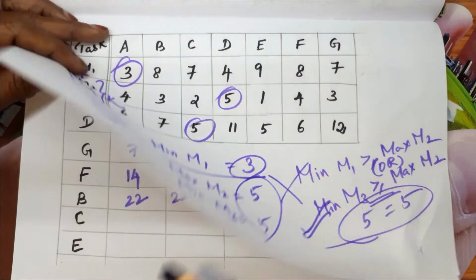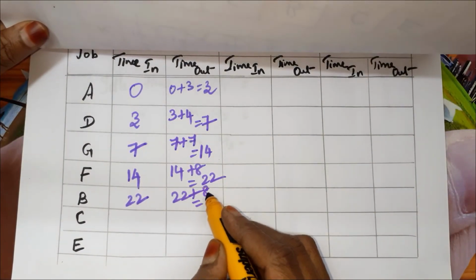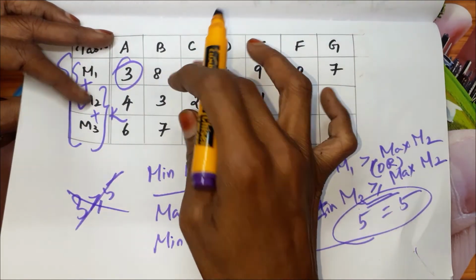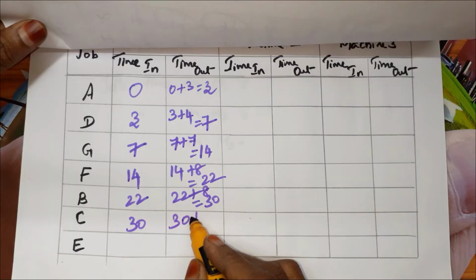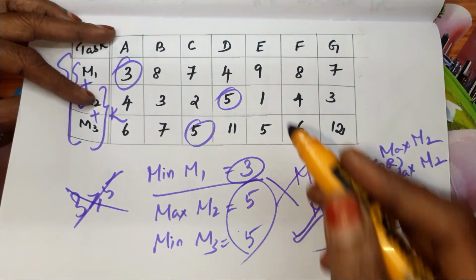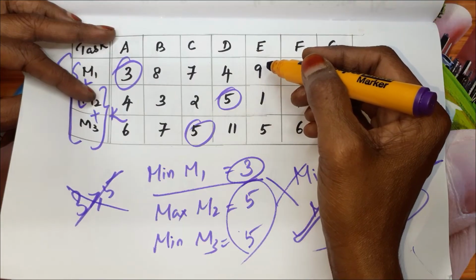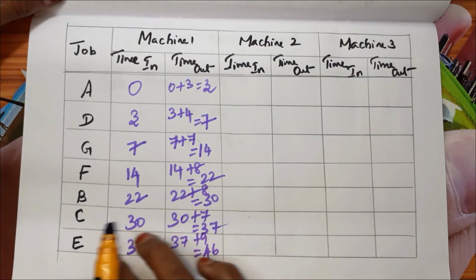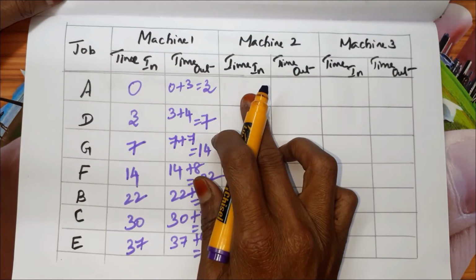For B, it is 8. So 30. 30 will come here. For C, it is 7. 30 plus 7, 37. For E, it is 9. So 37 plus 9, it is 46. Is it clear? So we have completed this one. Moving on to the next machine.